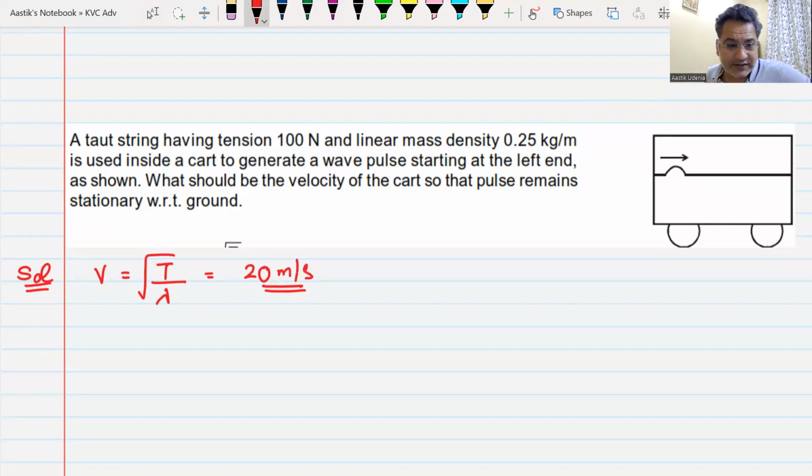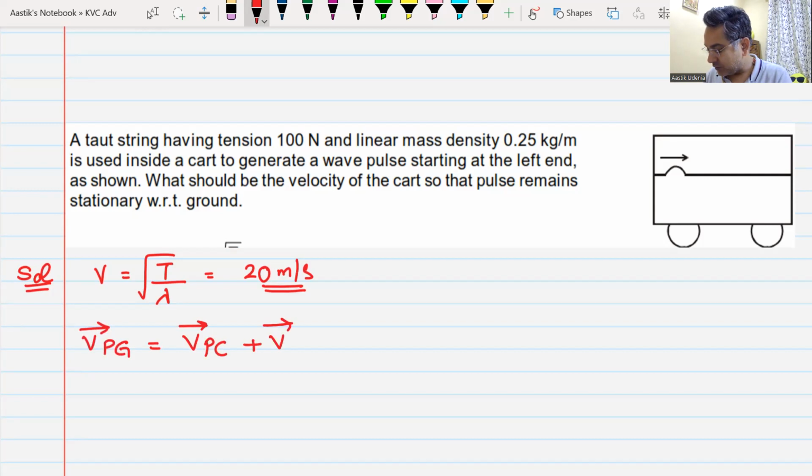But that 20 meter per second will be the velocity of pulse with respect to the cart. Yes or no? Yes, sir. Now, velocity of pulse with respect to ground will be velocity of pulse with respect to cart plus velocity of cart with respect to ground. Do you remember that? I used to put one C in between, and that is how I got it. Yes, sir. Now, this has to be 0. Velocity of pulse with respect to cart is 20i.